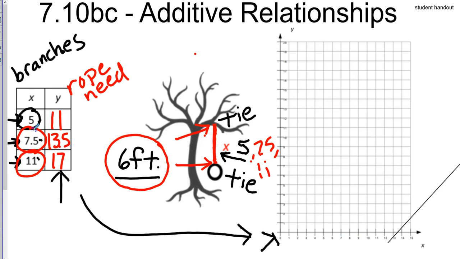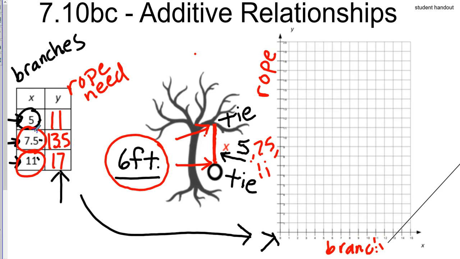And then what we're going to do is we're going to graph them. So I know the numbers are kind of difficult to see. Some of you have already started your graph, because we're going to look at the relationship between this additive relationship and a graph, as well as a word problem. So I'm going to go to my graph and I'm going to find 5. So down here, this is my branch length. And over here, this is how much rope I'm going to need. So I've got my branch and I have my rope.